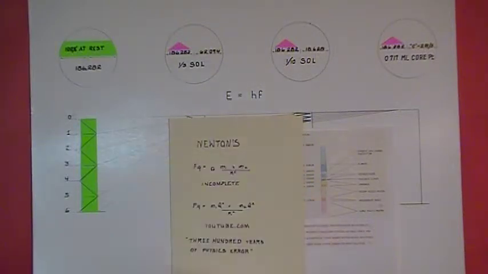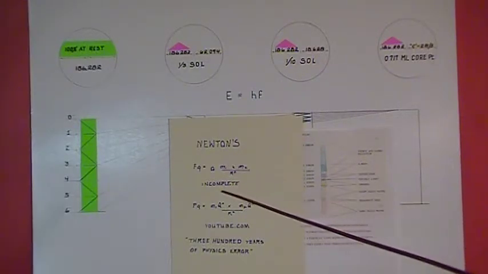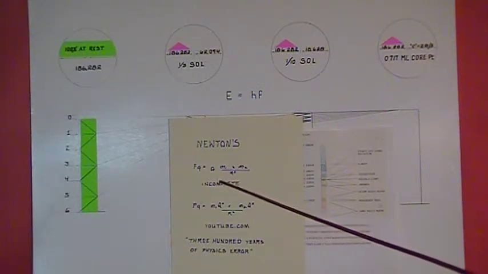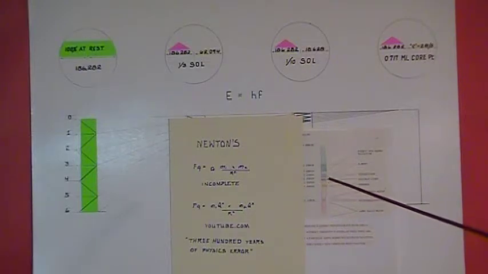Physics 911. There are two equations needing help. The first is Newton's equation. This is the present-day equation for a field of gravity. It says the force of gravity is equal to the constant times mass 1 times mass 2 divided by the radius squared.